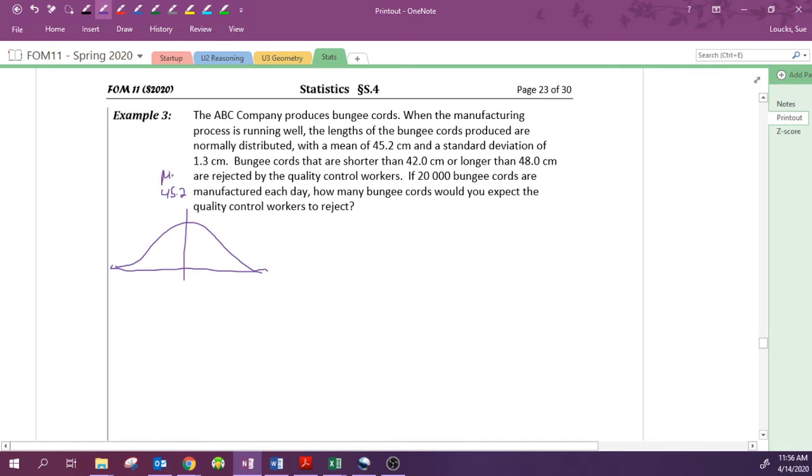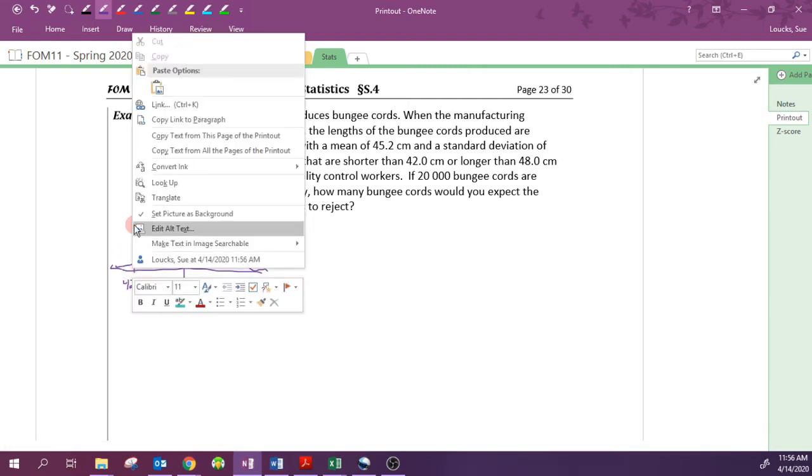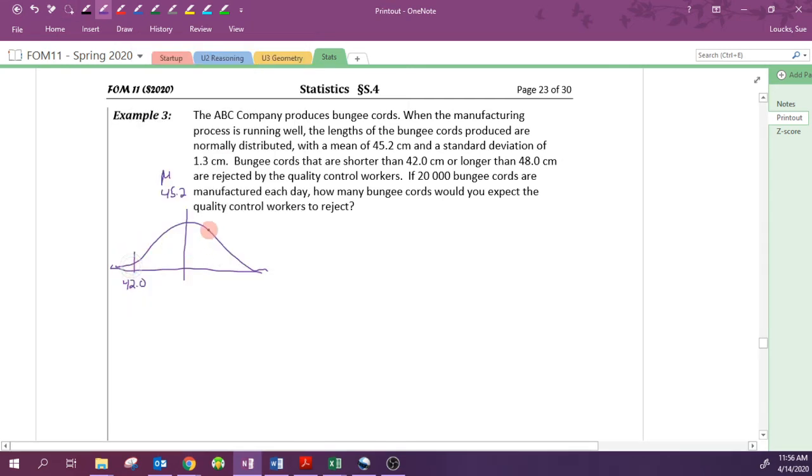And anything that's shorter than 42.0, we're going to reject. And anything bigger than 48.0, we're going to reject. So, oh, it doesn't like drawing things, coloring things.